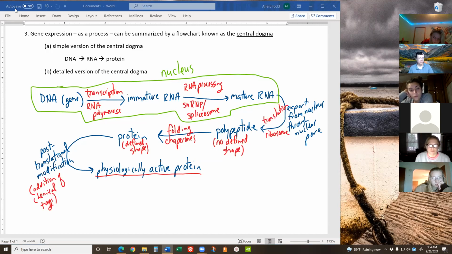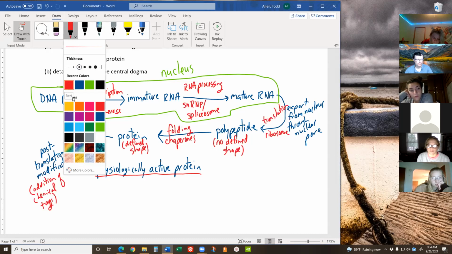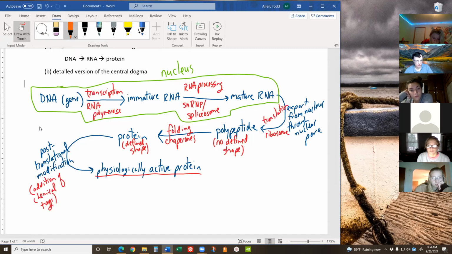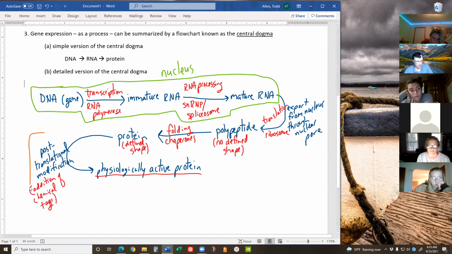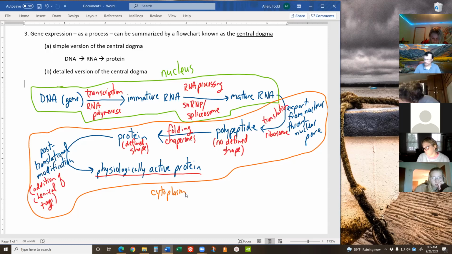And just to complete our flow diagram here, you appreciate that everything outside the nucleus, everything outside the nucleus that I'm highlighting in orange, is happening at some location in the cytoplasm. All right. Gang, is there any questions you'd like to ask at this time?